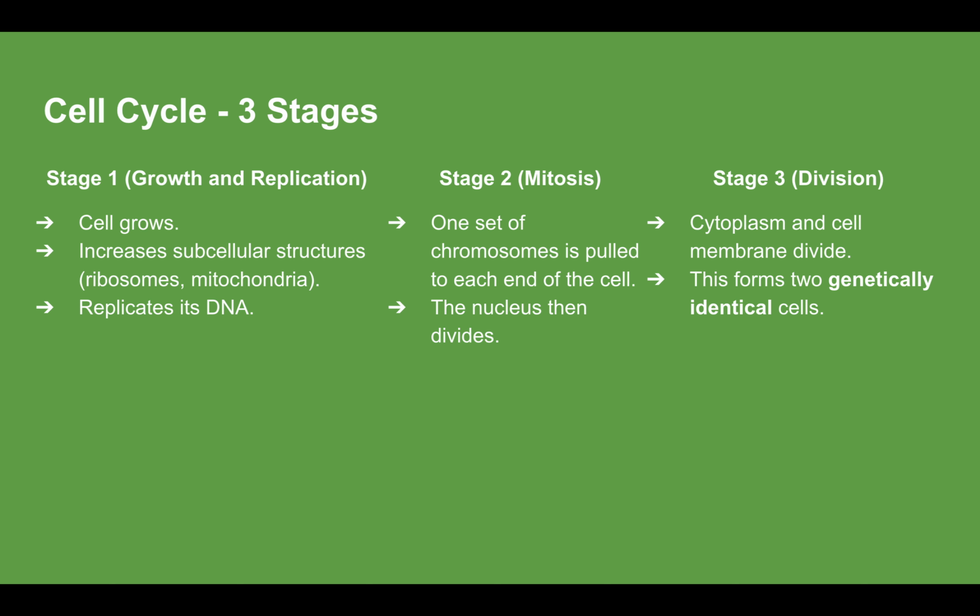Stage 2 is when the one set of chromosomes is pulled to each end of the cell, and then the nucleus divides. So that's your genetic information being passed on to the daughter cells. And stage 3 is the cytoplasm and cell membranes dividing and the eventual forming of 2 genetically identical cells. That is important because meiosis does not form 2 genetically identical cells, so you need to remember that for mitosis.